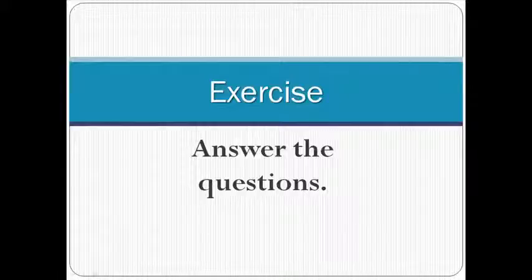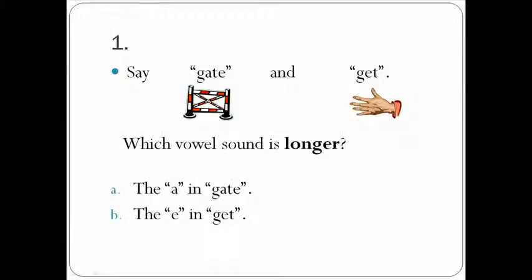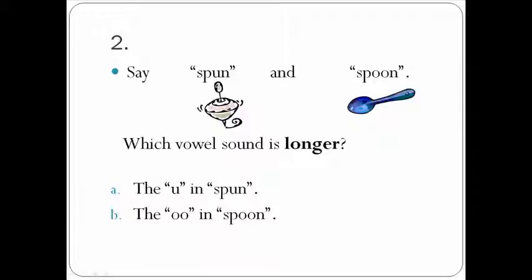Let's try an exercise. Answer the questions. 1. Say gate and get. Which vowel sound is longer? The a in gate is longer. Listen again. Gate, get. Number 2. Say spun and spoon. Which vowel sound is longer? The oo in spoon is longer. Listen again. Spun, spoon.